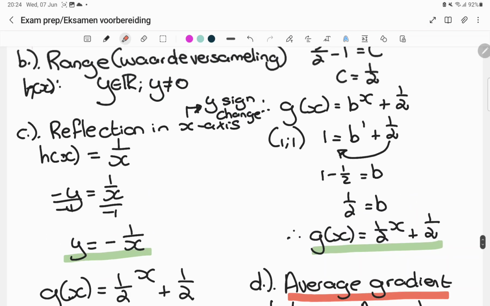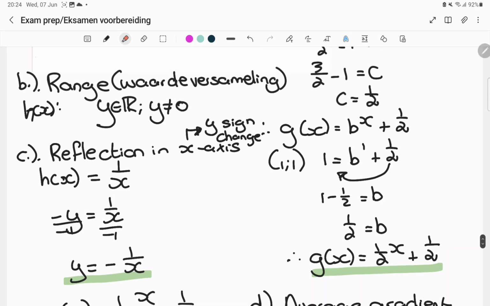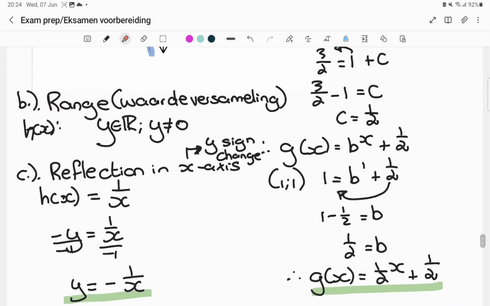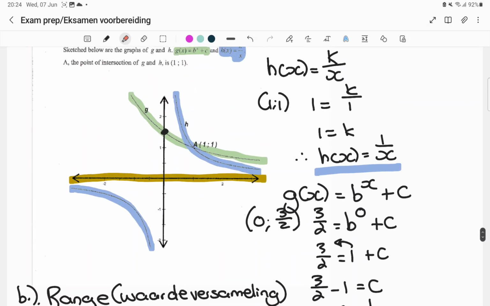Same with your reflection. That's also a nice question to ask, as well as your domain, your range, and your asymptotes. And they will also definitely ask you to calculate the formulas of your functions.